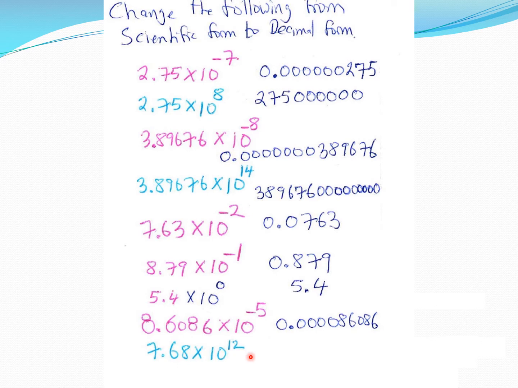7.68 by 10 to the 12. So 768 multiplied by 10 10 times. And there we go.